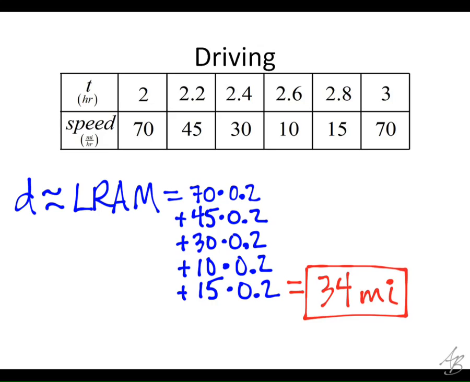It actually turns out that since the right endpoint of the last interval is the same as the left endpoint of the first interval, we end up getting the same value here, right? Okay, so either way, whether you're doing LRAM or RRAM, you get 34 miles. The only difference would be that this 70 times 2/10 would be at the end of your calculation instead of at the beginning.